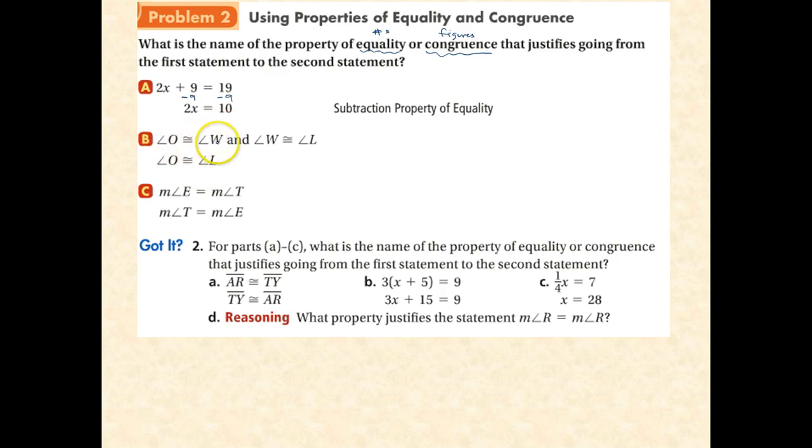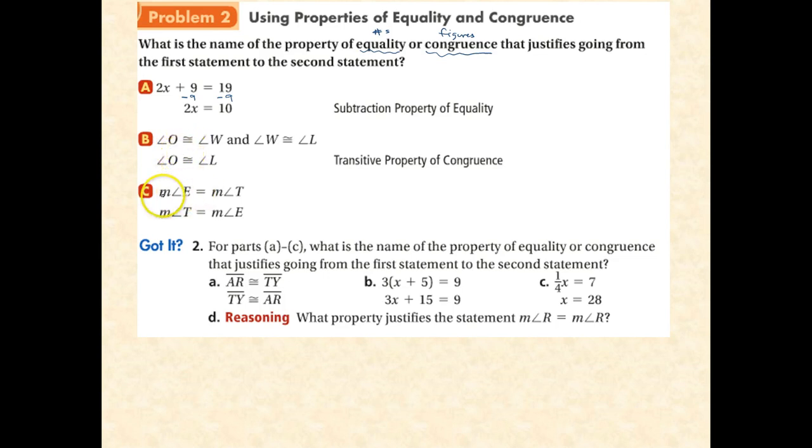All right, here's some Harry Potter angles for you. Angle O is congruent to angle W, and angle W is congruent to angle L. Thus, we conclude that angle O is congruent to angle L. What property did we use? We used the transitive property of congruence.